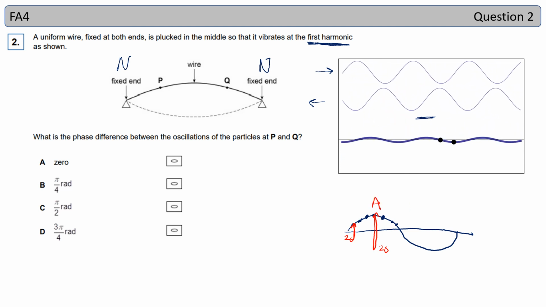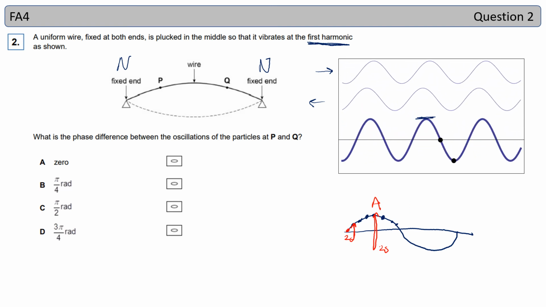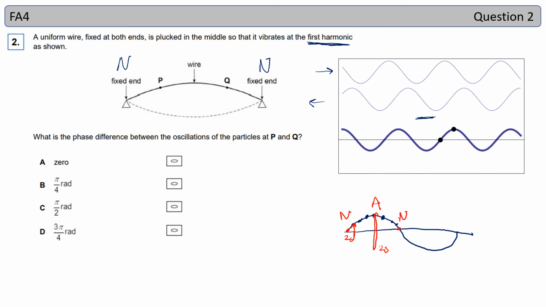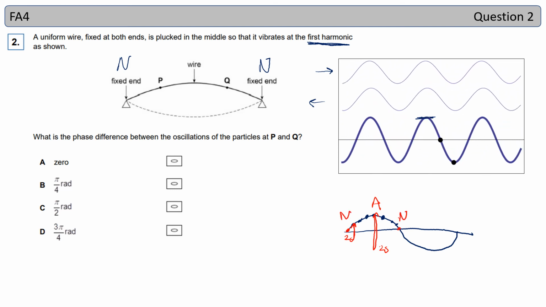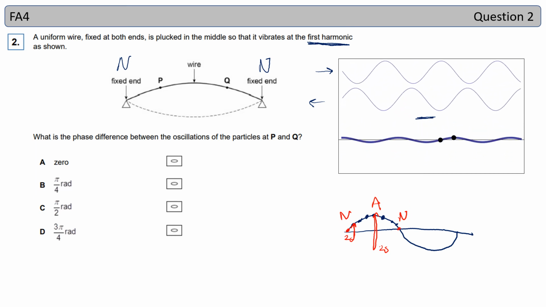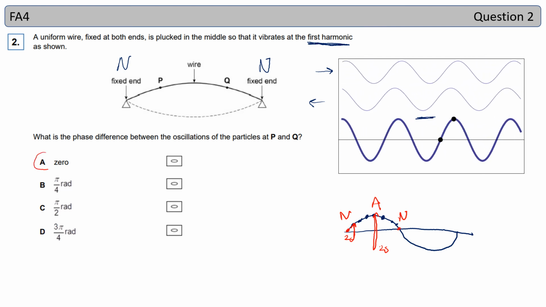That point is technically travelling faster, which is why we get the most energy at the antinode here. So the key thing to remember is that between two nodes, the phase difference of any two particles between two nodes is always going to be 0. They're always going to be in phase. And that means that our answer is A.